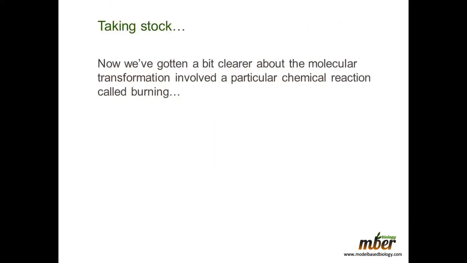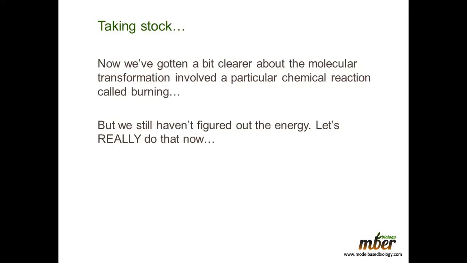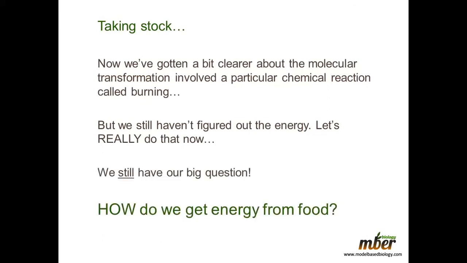Okay, taking stock. This is your last slide here. We've gotten a bit more clear about how molecules are transformed involving a particular chemical reaction called burning, but we still haven't figured out the energy. So let's do that now, okay? So let's figure out that energy.